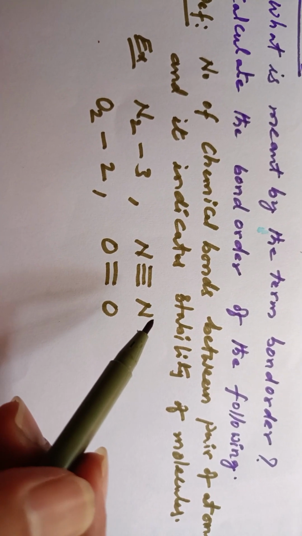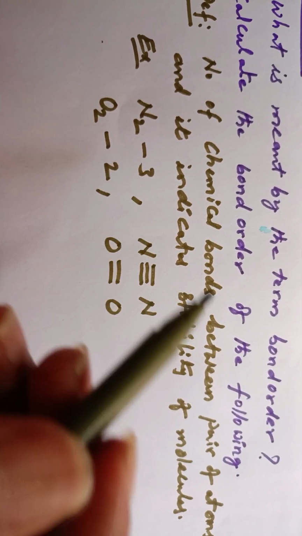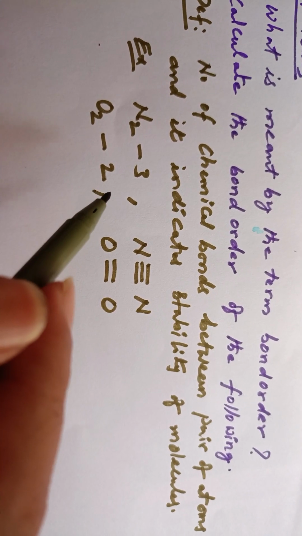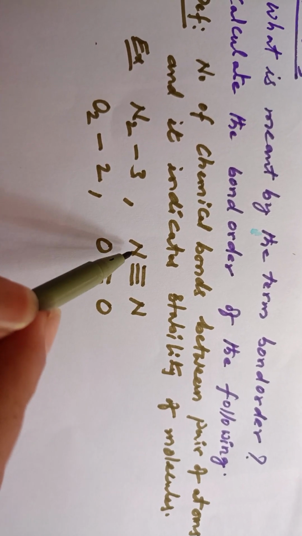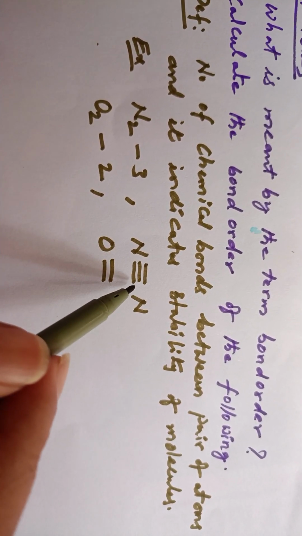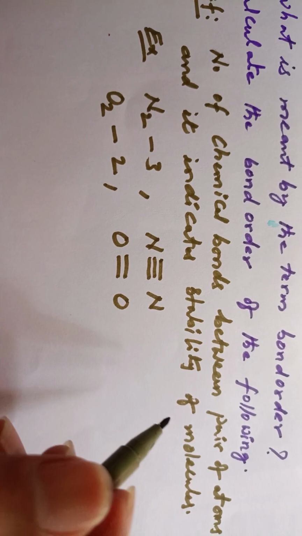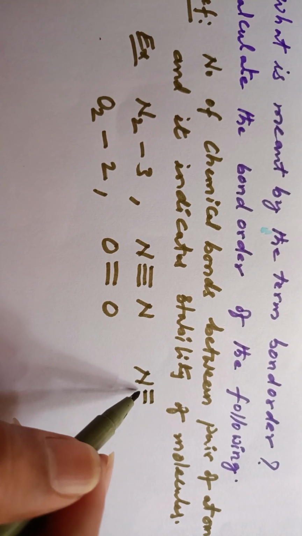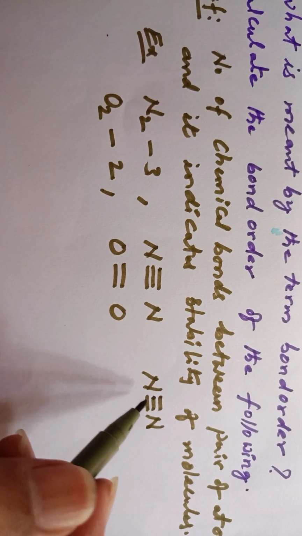At the same time, we can tell bond length also. If bond order is more, bond length is less. If bond order is less, bond length is more. That means if you see this molecule, these two atoms have the 3 bonds, so these two are very close to each other compared to this oxygen atom. That means bond length is very less. If you take oxygen, bond length is more compared to this.